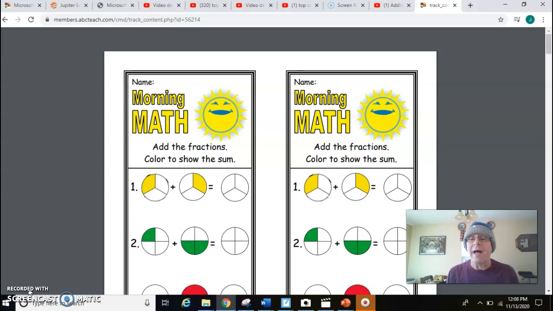Today we are going to talk about adding fractions. Okay, when we talk about fractions, mirror my actions. The top number, the numerator, tells us how many pieces we have. The bottom number, the denominator, tells us how many pieces it takes to make a whole thing.